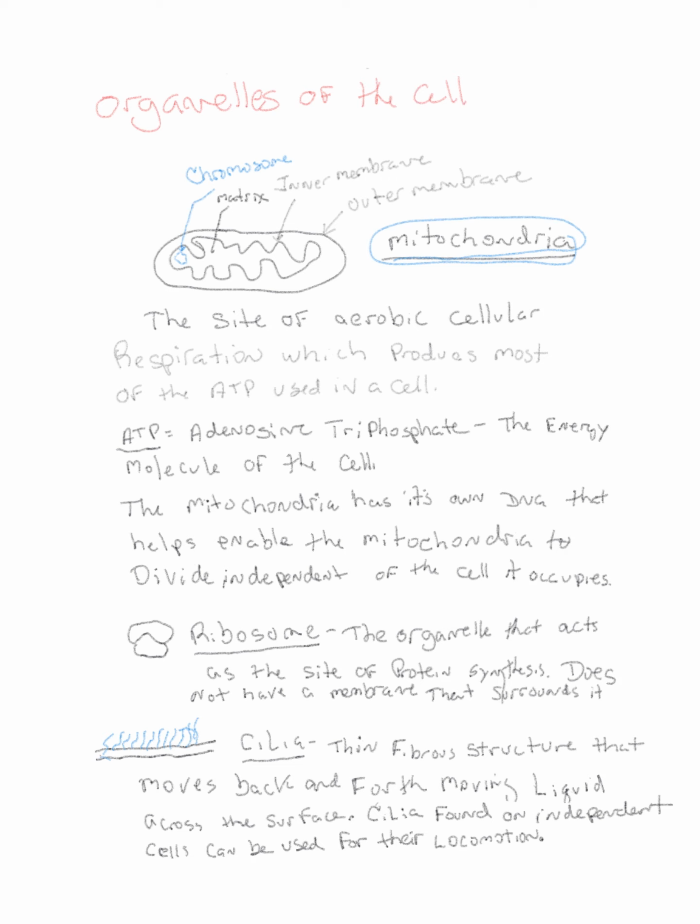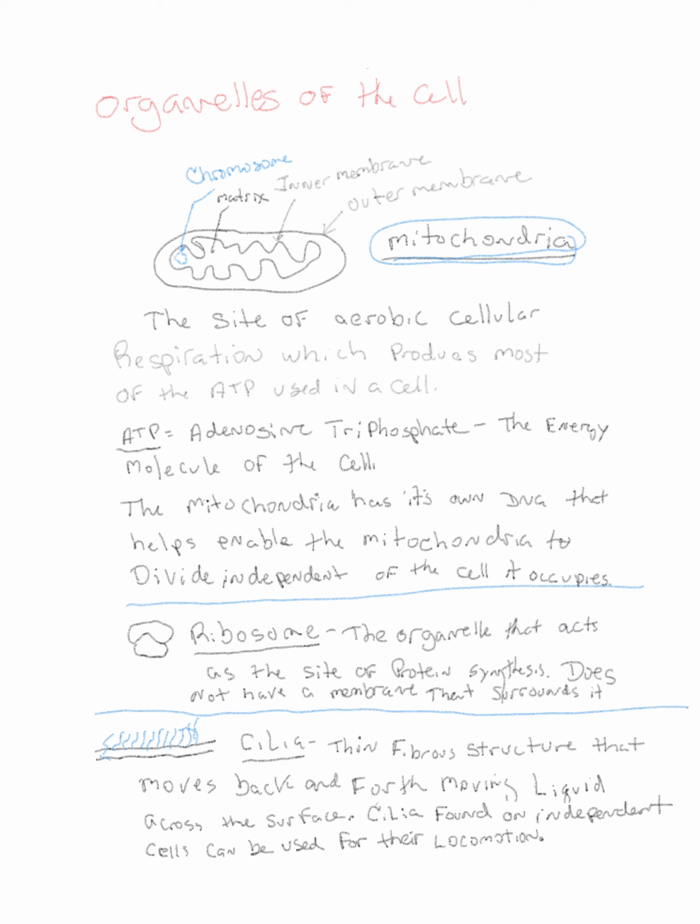Now the ribosome. If you look down here, the ribosome is an organelle that doesn't have a membrane around it. It's actually made up of two parts. The ribosome is the organelle that acts as the site of protein synthesis, or the production of proteins. The ribosomes will read messenger RNA, and they will assemble the amino acids that produce proteins. They can be found just floating around in the cytoplasm, or they can be attached to the rough endoplasmic reticulum.